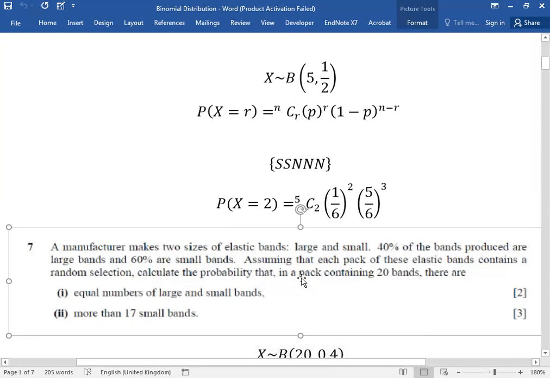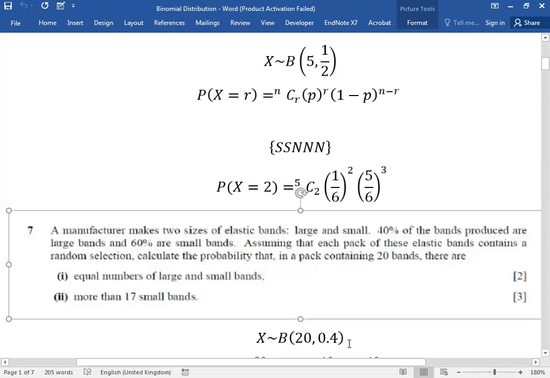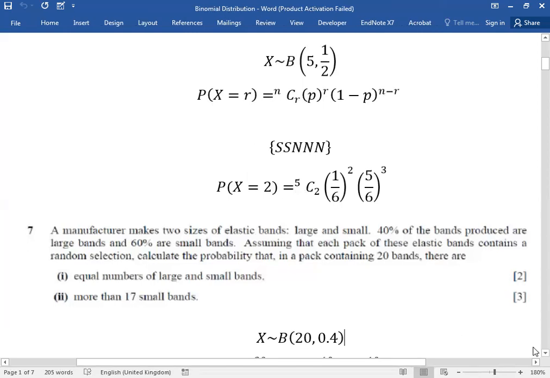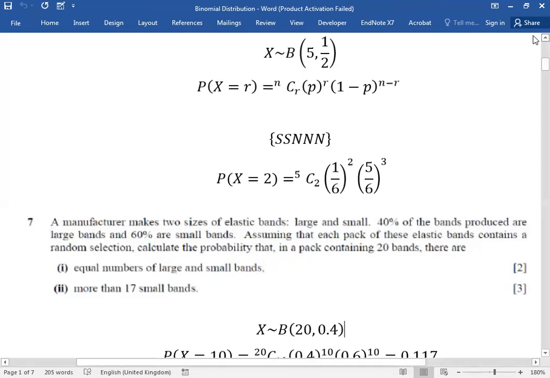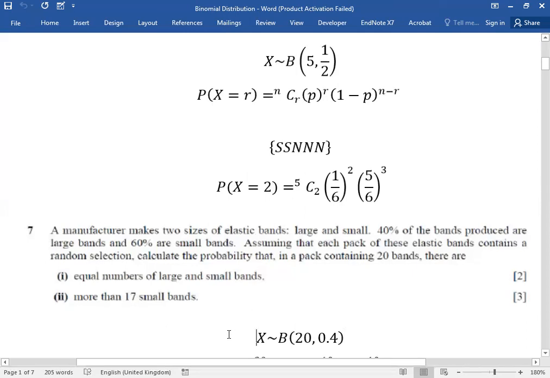So how many trials are we doing? We have to look at 20 bands. So 20 trials and the probability of success is 0.4. And what is X? Write X, put a colon and write: it is the number of large bands.